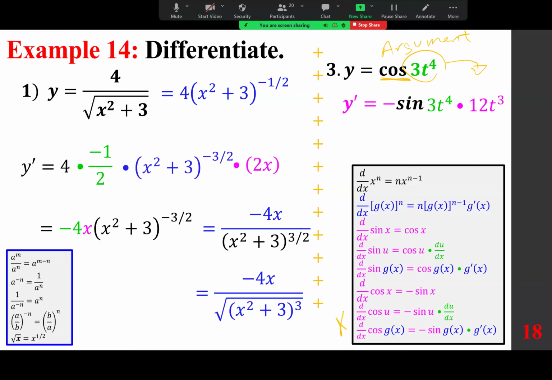Or you can use one of these two formulas. Okay, understand that's the concept. And so finish the job by putting the 12t cubed in front. So minus 12t cubed sine of 3t to the power of 4, and we are done.